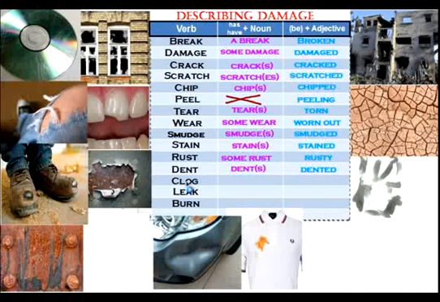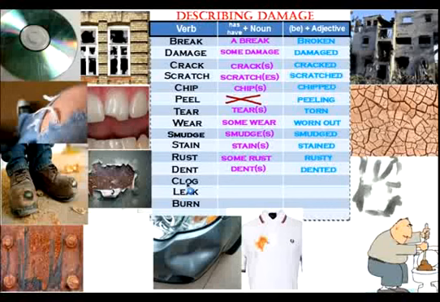Clog. So, imagine this happens to you. It's a terrible thing to happen, but hey, it happens, right? So I could say the toilet has a clog, or the toilet is clogged.